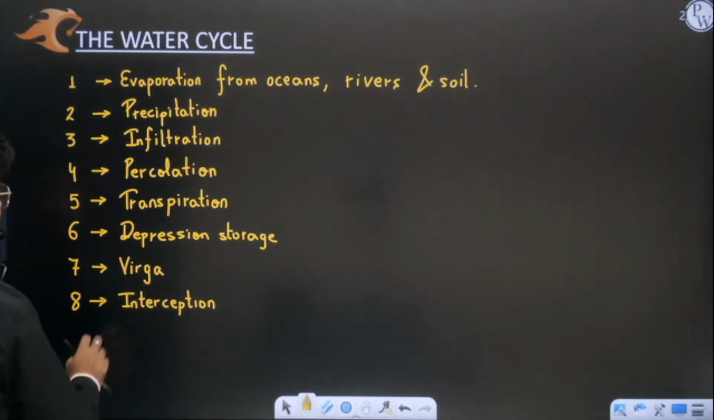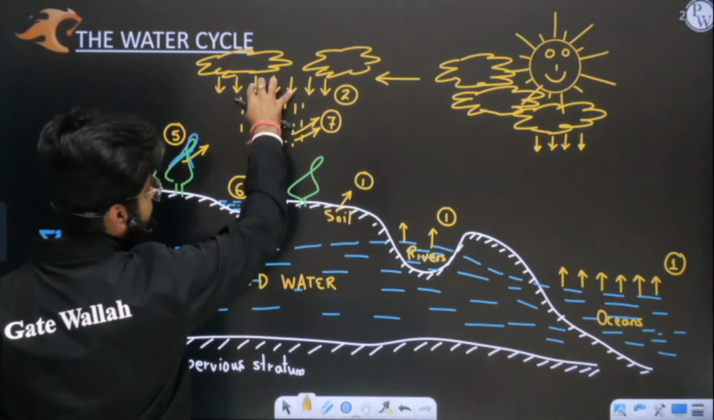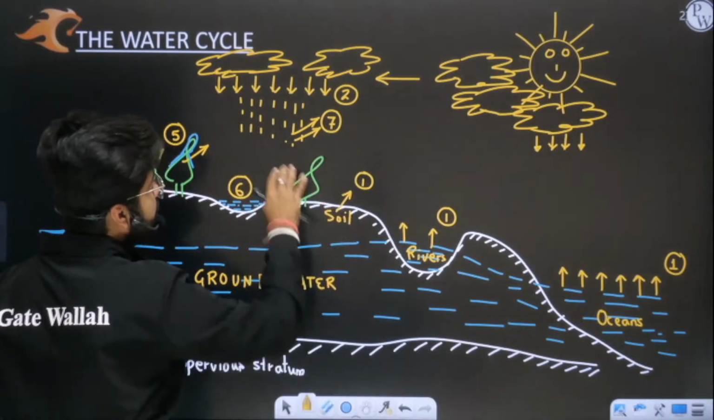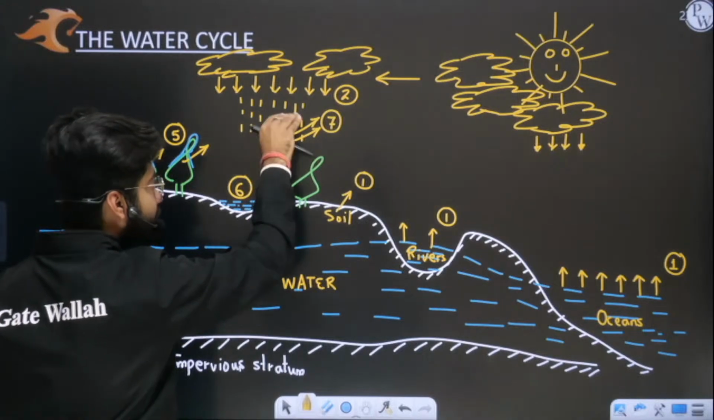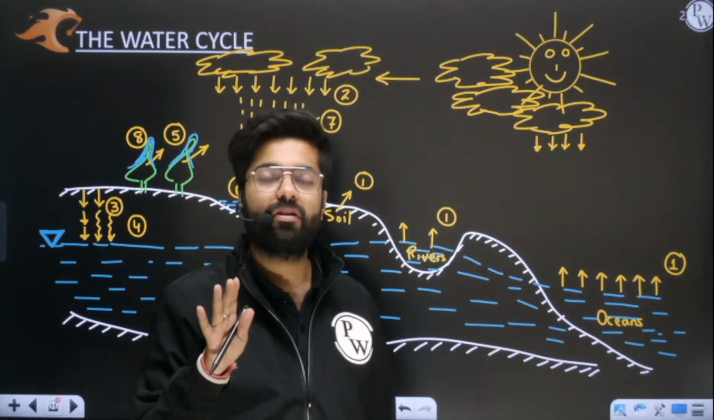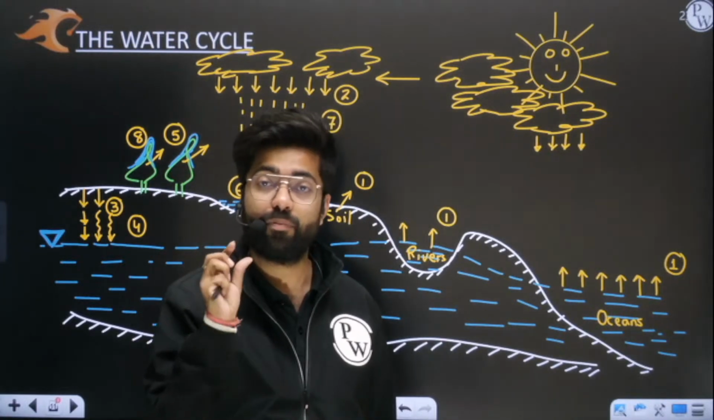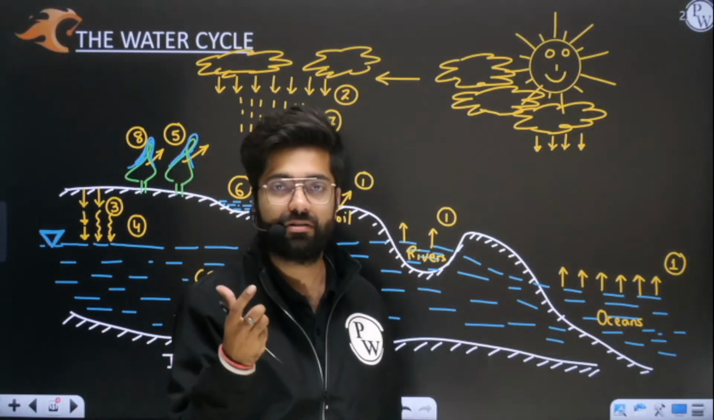The 7th is, when this rain is falling, some water will evaporate while the rain is falling. Yes or no? While this rain is falling, some portion of that rain will evaporate. That is number 7.